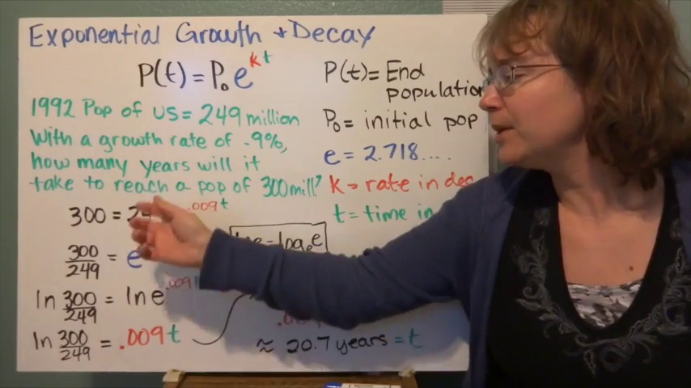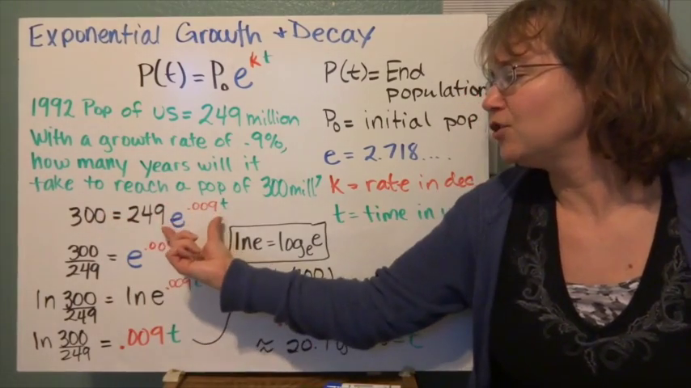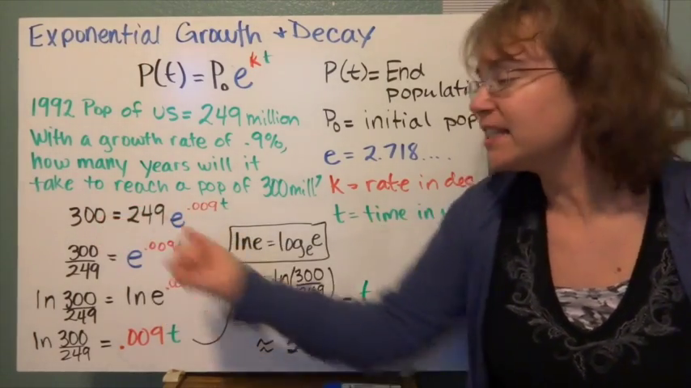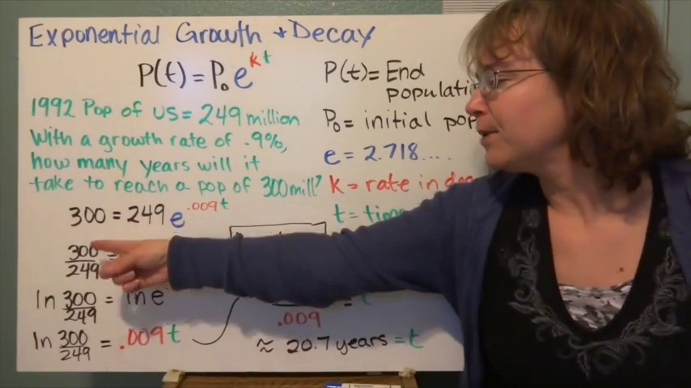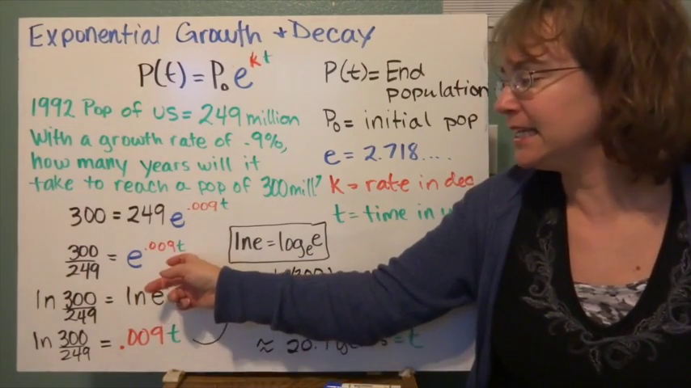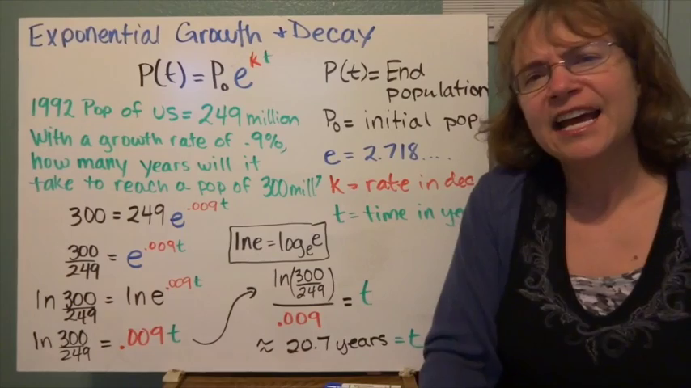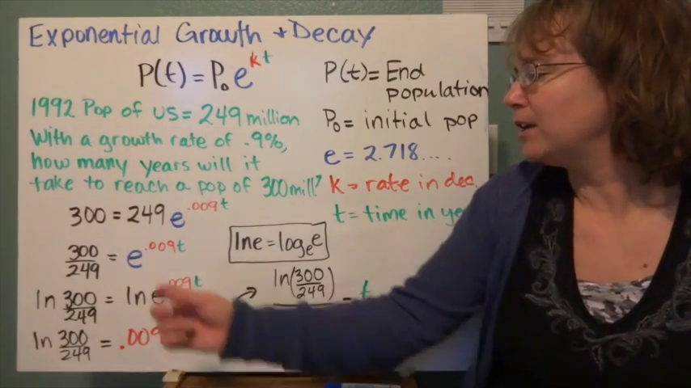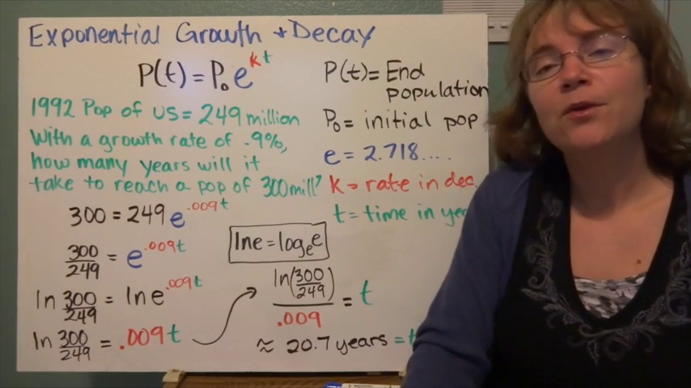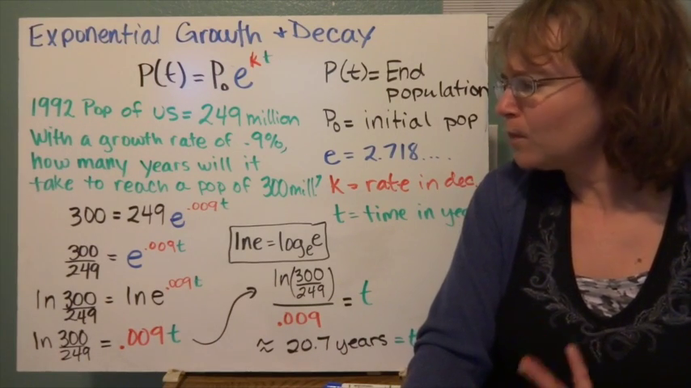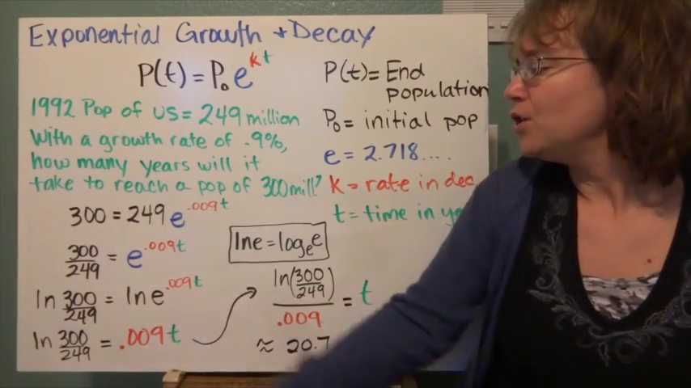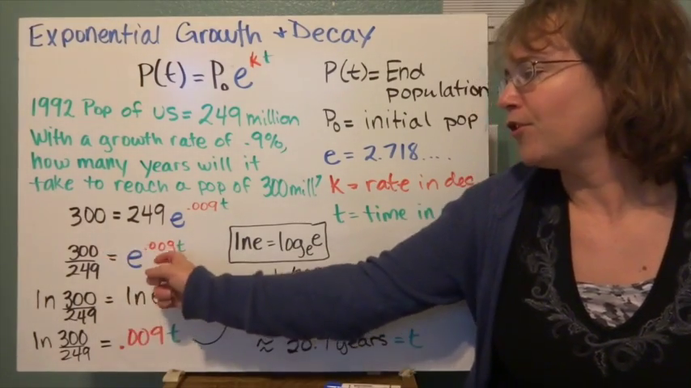The way you want to do it is to separate it so you just have the exponential part of the equation. So divide both sides by 249. So I have 300 over 249 is equal to e to the 0.009 times t. Now this is isolated. This looks a lot like exponential equations we've seen before, where there's an unknown in the variable. When there's an unknown in the variable, you could either write it in logarithmic form, or you could take the log of both sides.